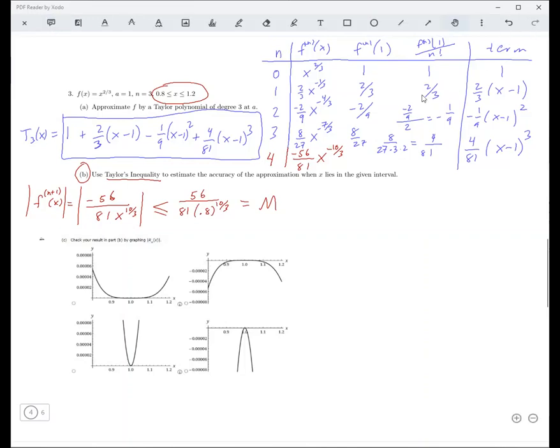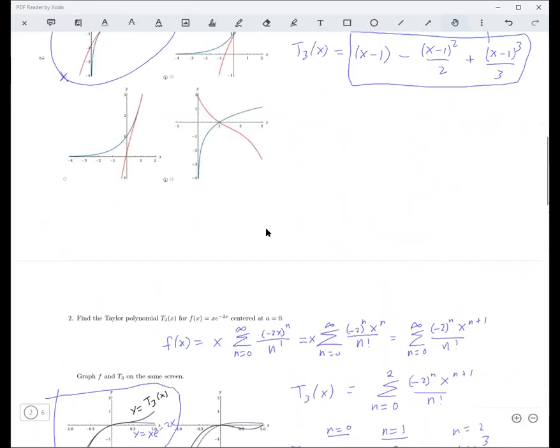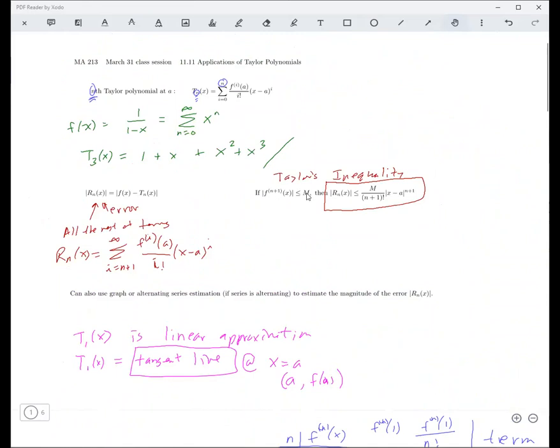Or right here, this M right here. The M plus first derivative of x, in that interval, the largest it can be is when x is 0.8 because you're dividing by a smaller number. So that's the quantity that we have. Now, the remainder term is less than or equal to M over M plus 1 factorial times x minus a to the M plus first power.